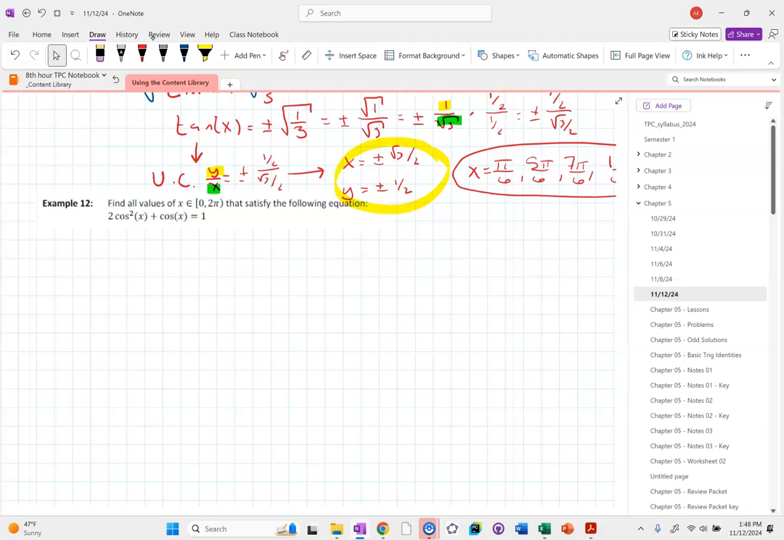Whoa there, Mr. Kulak. What the heck is going on with this one? We haven't seen one like this. This has 2 trig functions in it. I have 2 cosine squared x plus cosine x equals 1. The heck am I supposed to do with that?